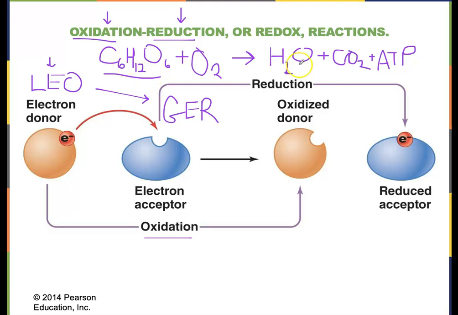So in the overall equation for cellular respiration, the electrons here ultimately get passed to oxygen. So what do you say happens to glucose? Glucose loses the electron, so we're oxidizing glucose, and we are reducing oxygen, but in baby steps. So there are 3 main steps in cellular respiration. Let's go through them.